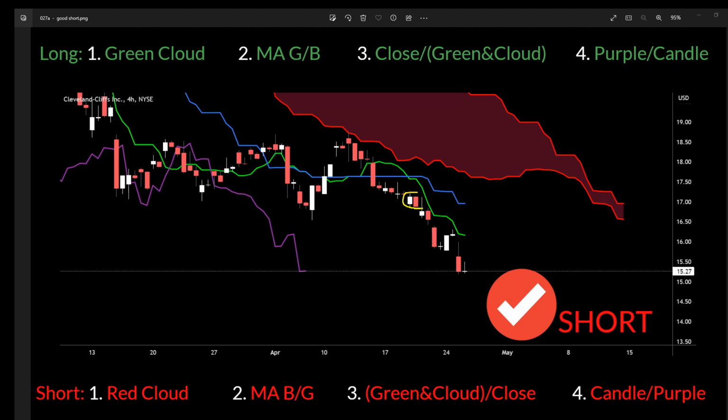Sure, all the signals are there, but look way back here. This was your entry. If you missed it for whatever reason, it's better to wait. Maybe price will go back up between the moving averages and you can catch it on the way back, or just go find something else to trade.